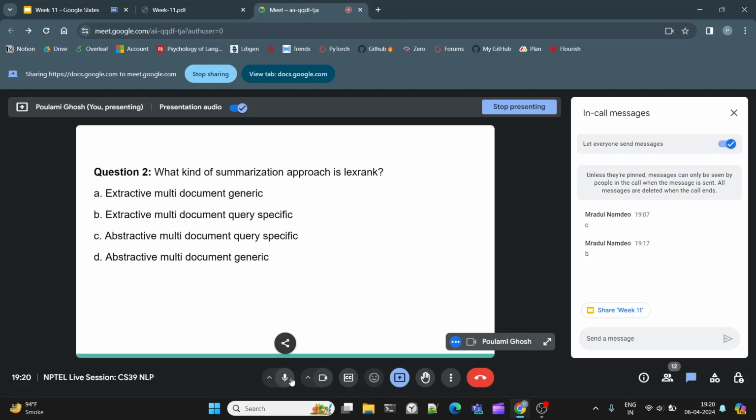And the third thing is generic versus query specific. I think it is query specific because we are processing sentence-wise, the sentences that we have. We are processing TF-IDF weights and some kind of things like that. So I think query specific. Okay, okay. Would anybody else also like to add on?